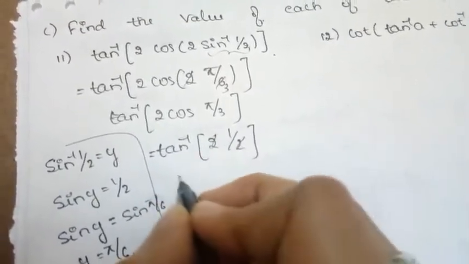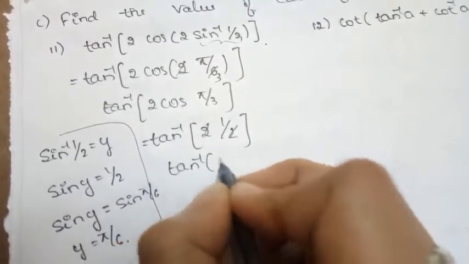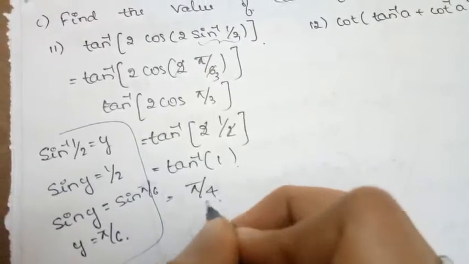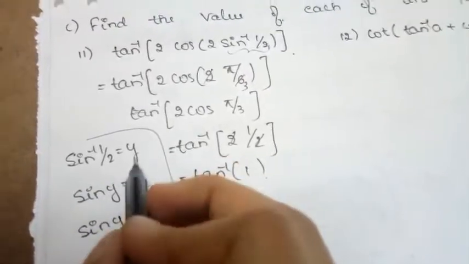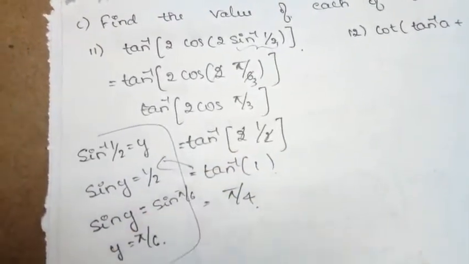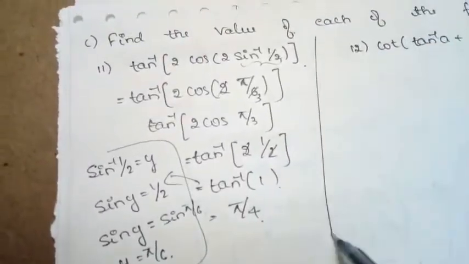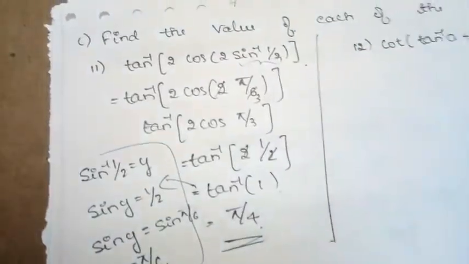So 2 gets cancelled. So tan inverse of 1. For which angle? Tan inverse of 1 is nothing but pi by 4. Suppose if you didn't get it directly, try to solve it in this manner itself by taking tan inverse of 1 is equal to x. So this is the way we get the value of the given question.